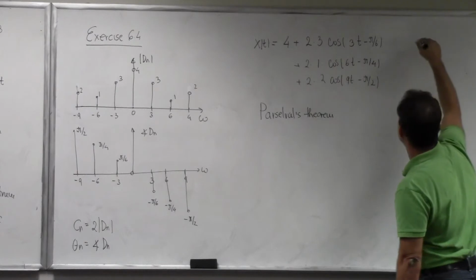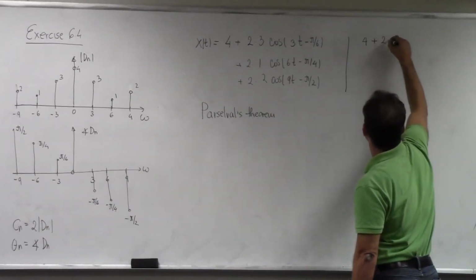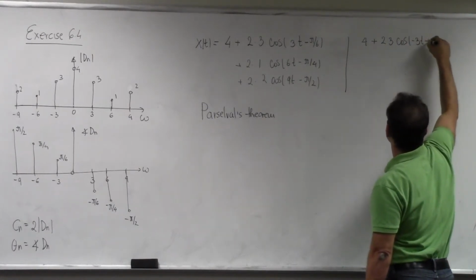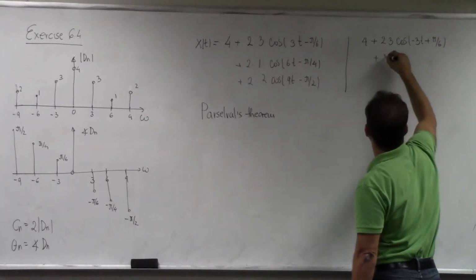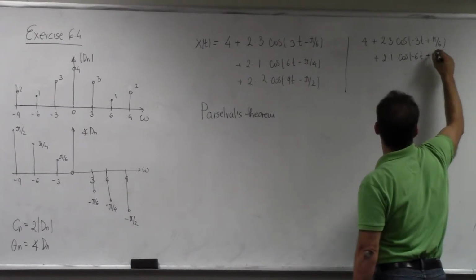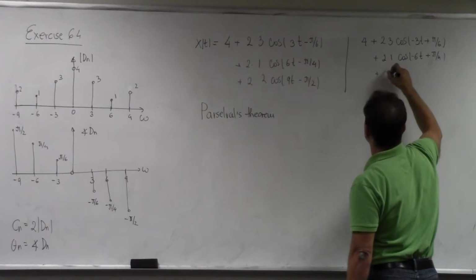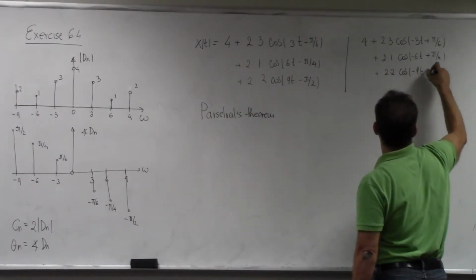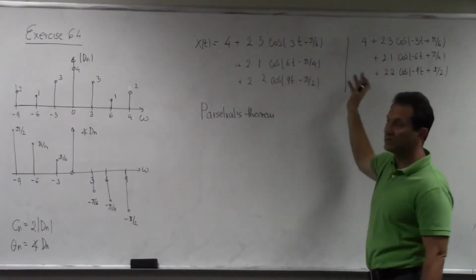I could do this to answer your question. Let me just write it. So 4 stays 4, right? But I could say 2 times 3 cosine of -3t, and then associated phase, pi over 6. And then plus 2 times 1 cosine of -60t plus pi over 4, and then plus 2 times 2 cosine of -9t plus pi over 2. And you can see that these two are the same.